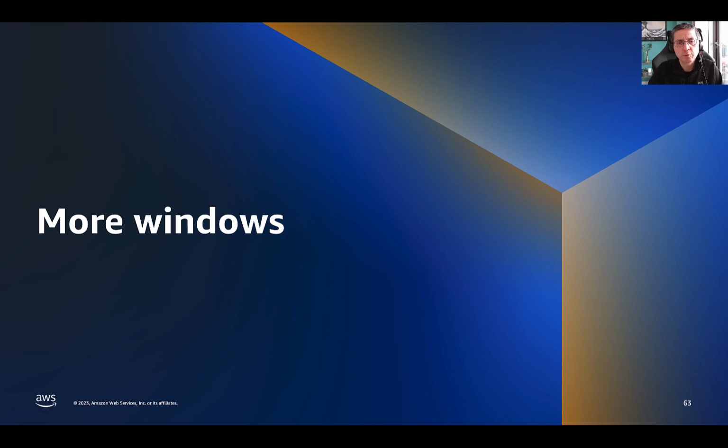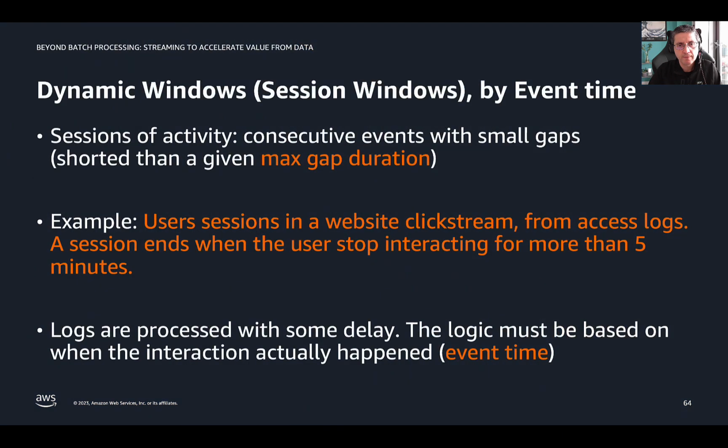But let's conclude with a few more examples of windowing. There are some interesting use cases that require dynamic windowing based on event time. A typical example is clickstream analysis. Imagine we have a website and we want to measure the duration of each user session and the number of pages that each user visits during the session.